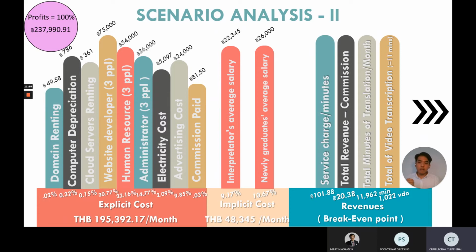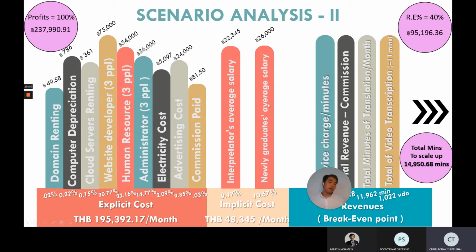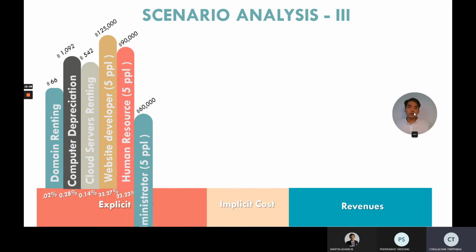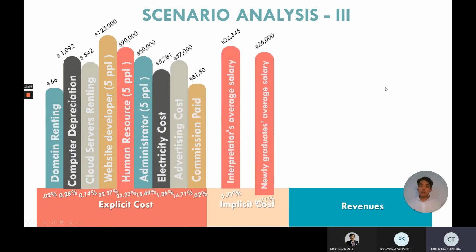Another thing that has come up is the left side of the screen, which is if I have 100% of the profits and I keep 40% of them as retained earnings to reinvest back into the business, I will come up with 14,950 minutes of transcription for me to scale up from scenario analysis 1 to scenario analysis 2, as you see right now. I need to do 14,950 minutes of transcription.